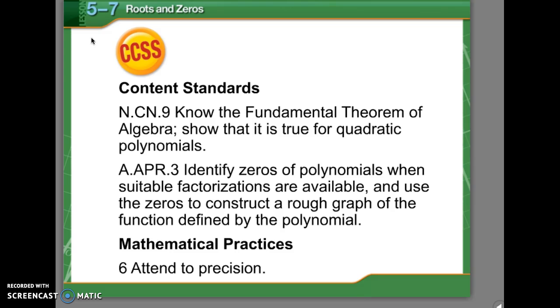The first one says we're going to need to know the fundamental theorem of algebra and show that it's true for quadratic polynomials. And the second one is identify zeros of polynomials when suitable factorizations are available and use the zeros to construct a rough graph of the function defined by the polynomial. Our mathematical practice is attending to precision.